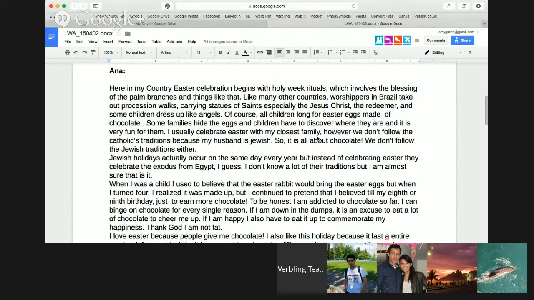Here in my country, Easter celebration begins with Holy Week rituals, which involves the blessing of the palm branches and things like that. Like many other countries, worshippers in Brazil take out procession walks carrying statues of saints, especially the Jesus Christ, the Redeemer, and some children dress up like angels. Of course, all children long for Easter eggs made of chocolate. Some families hide the eggs and children have to discover where they are, and it's very fun for them.